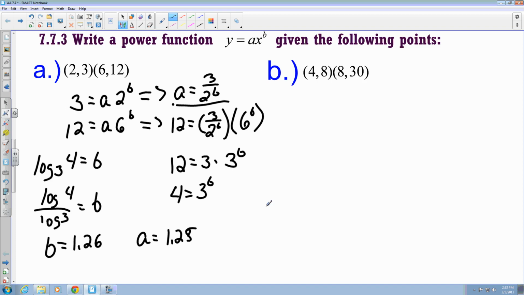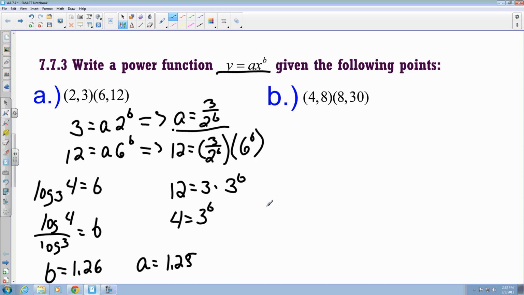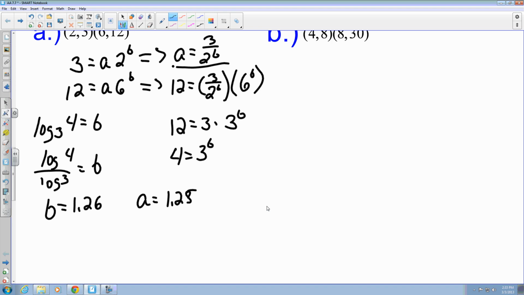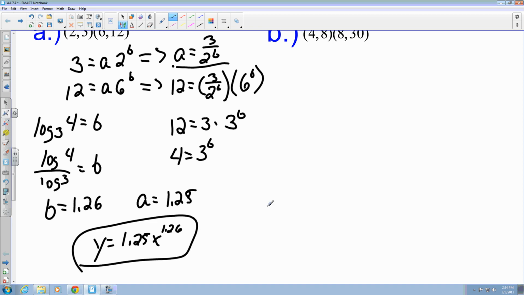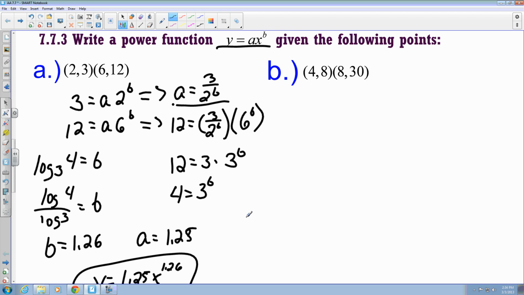So now I can go back to my general formula here and put in values for a and b. So this is y equals 1.25 x to the 1.26 power. So that's the equation we're looking for. Same thing goes for part b, and again, these are approximations, so as long as you're close in these decimals, that's what I'm looking for when we're writing these equations.